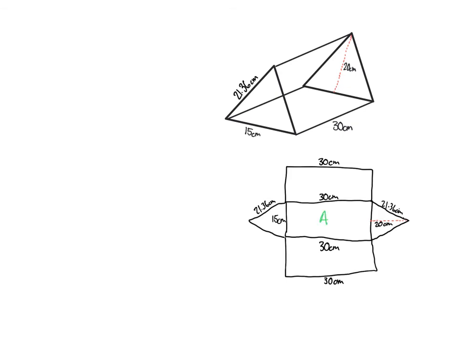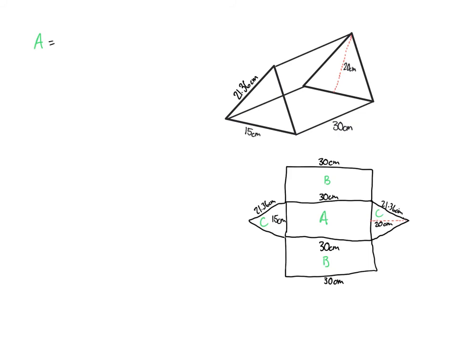This will be piece A, this will be piece B, and that will be B as well, because they match. I know they match because this length here is going to meet up with this length, and they'll both be 21.36. Likewise with this one, 21.36 here. And I will call this piece C and this piece C because I know that the triangles on both ends have to be identical.